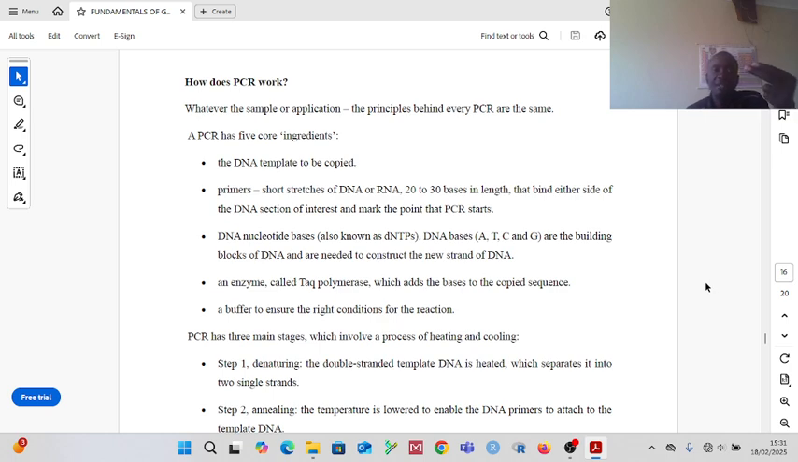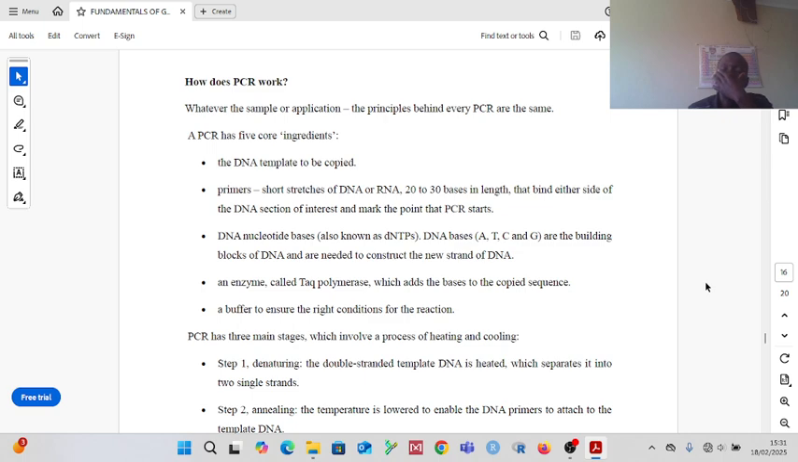The second requirement are the primers, which are short stretches of DNA. The enzyme which we will use here to catalyze the PCR will still use these primers to begin the elongation. So without the primers, the enzyme that we'll use, which I'll mention later, will not work. The primers just mark the point where the PCR will start. The elongation will begin where the primer has ended.